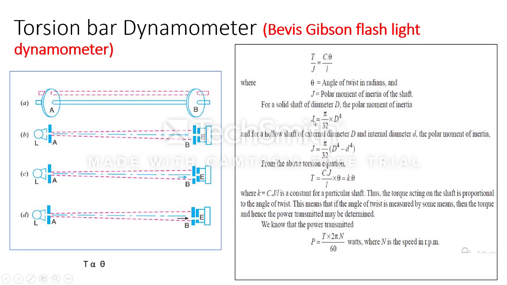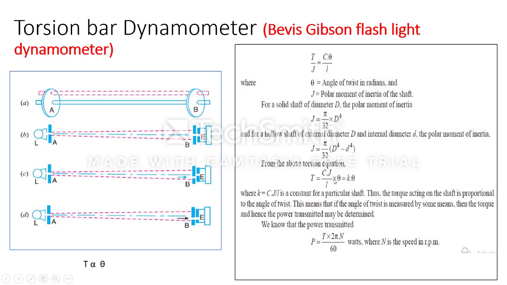J for the solid shaft is pi by 32 into d raised to 4, and for the hollow shaft it is capital D raised to 4 minus small d raised to 4, into pi by 32. From the above equation we get one formula, that is torque is equal to C J by L into theta. If you put C J by L as a constant K, or K dash in some books, so K into theta. K is nothing but the constant. So here we get torque is equal to K into theta, or torque is directly proportional to the angle of twist.